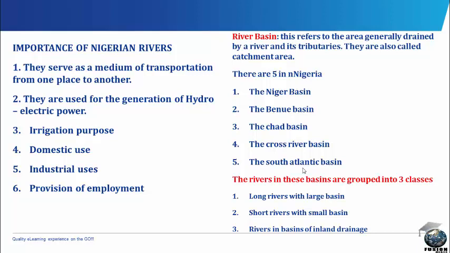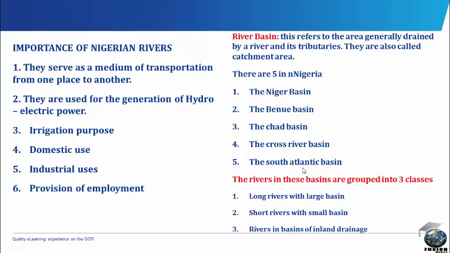In Nigeria, there are 5 major basins. 1. The Niger Basin. 2. The Benue Basin. 3. The Chad Basin. 4. The Cross River Basin. And 5. The South Atlantic Basin. The rivers in these basins are grouped in 3 classes. 1. Long rivers with large basin. 2. Short rivers with small basin. 3. Rivers in basins of inland drainage.